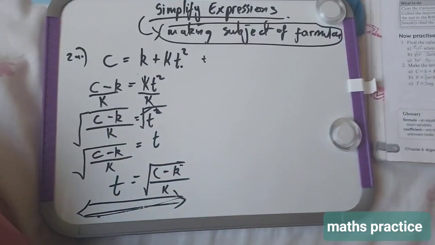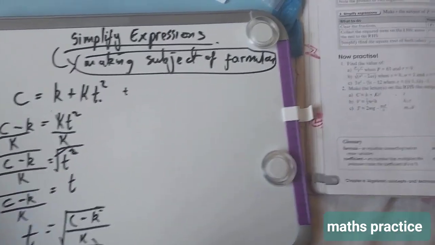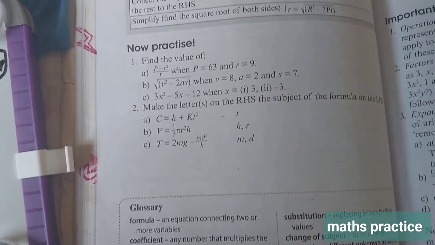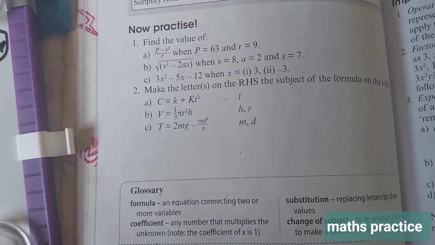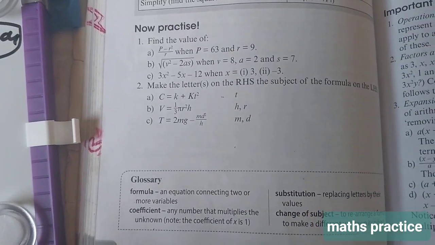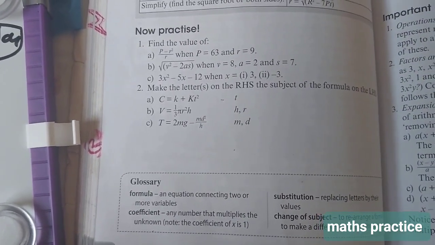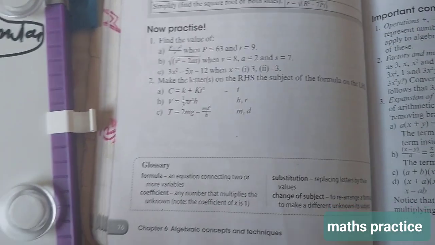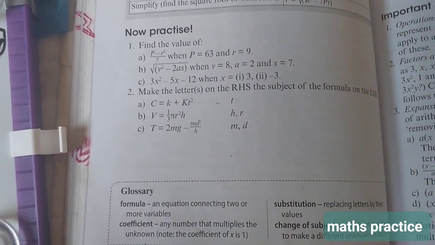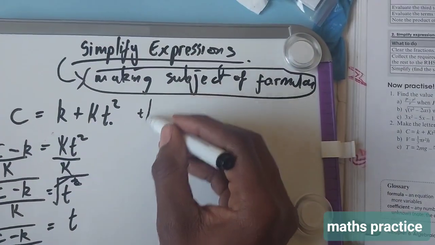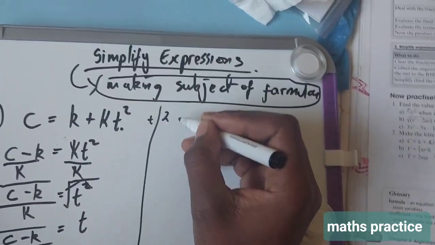So this becomes the final answer for this problem. Right. We can also look at another example. For instance, we can take a look at 2b, and let's make h the subject of formula. So we are given v is equals to 1 over 3 pi r squared h. All right, so this is 2b, another example.